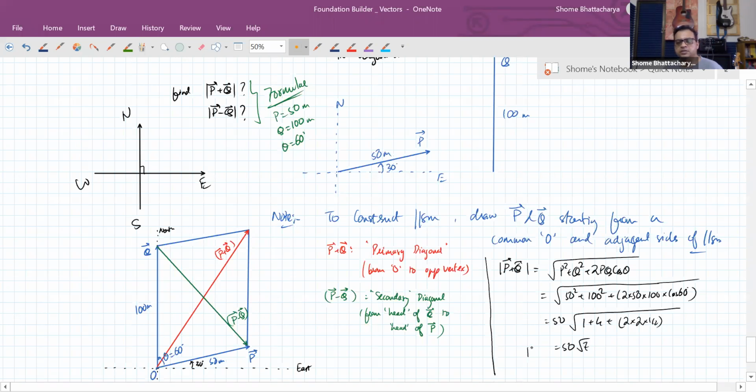So 50 root 7 will become the magnitude of P plus Q. And similarly you calculate the magnitude of P minus Q, and when you substitute all this, you will see it will come out to be 50 into square root of 3. Okay, so those are the individual magnitudes.